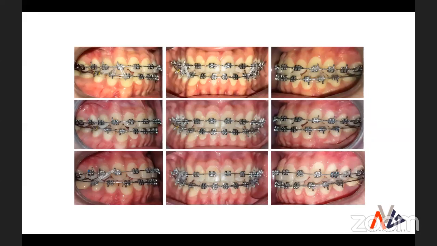Dr. Himadri asks, how many days did you place the bite turbo? About 3 months, I think. And what is the chief complaint of this patient? The crossbite shift. The patient actually had a chief complaint of his face as well, but I clearly mentioned that I might not be able to correct your face completely.